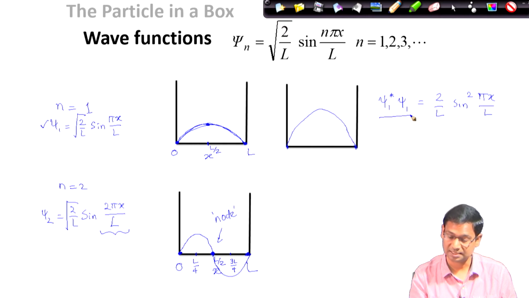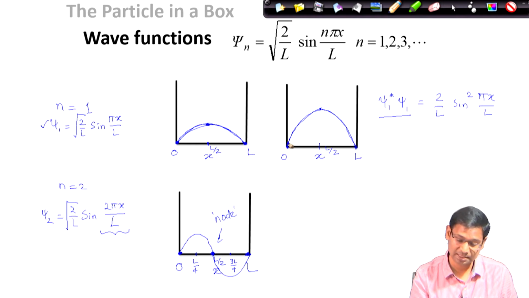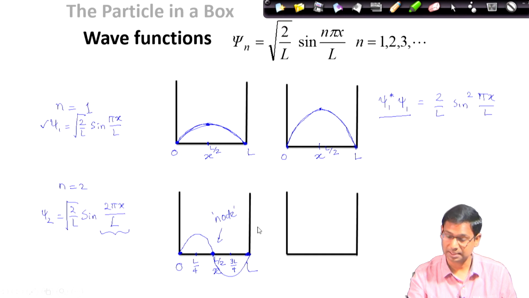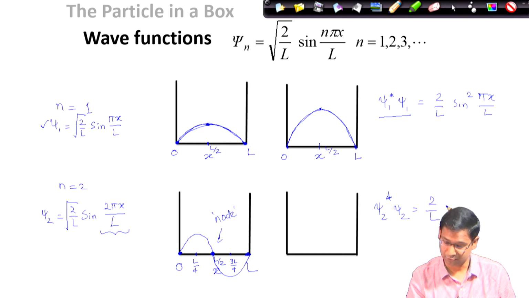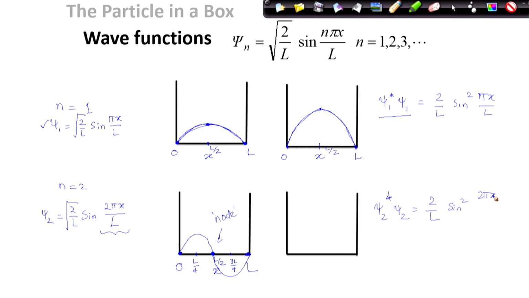So, this is my psi star psi, that means the probability density at different regions of the box. X goes from 0 to L, and this is the middle of the box L by 2. I see that the probability density is the highest at the middle of the box, x equals L by 2, and the probability density decreases on either side. When I do the same for psi 2, I have psi 2 star psi 2 equals 2 by L sin square 2 pi x by L, and when I take the square of this function, you would see.